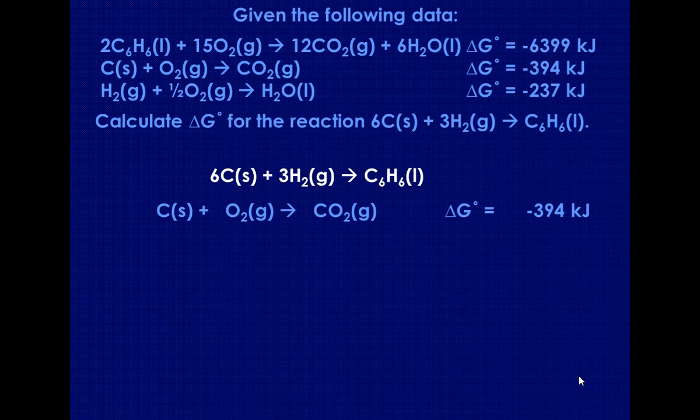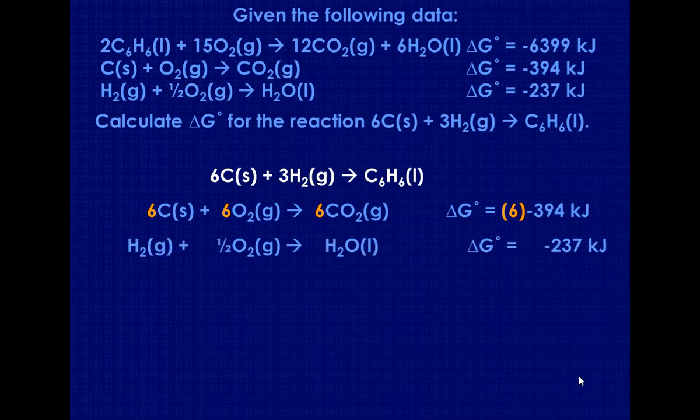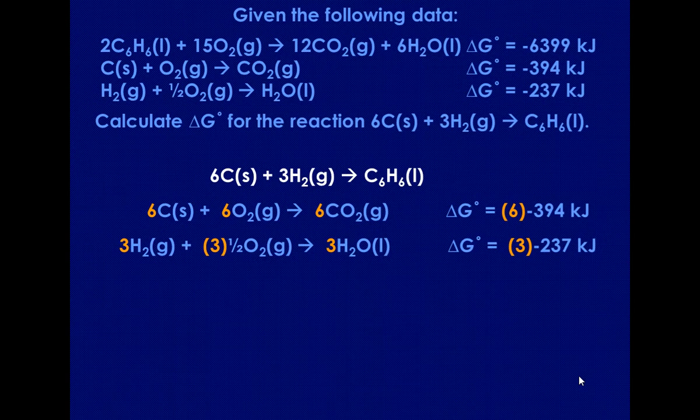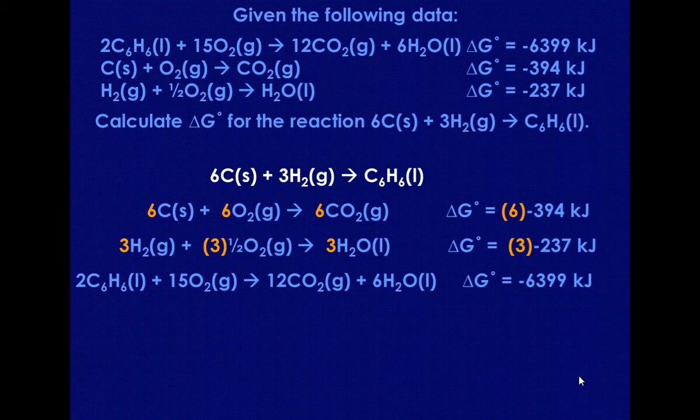The one in blue is the one with carbon, so I'm going to take all of the components of that reaction along with its free energy and multiply it by 6. I'm also going to look for hydrogen. Hydrogen is in the third equation, and I need 3 of them. So if I multiply all of the components of that reaction by 3, I would also multiply the free energy value by 3. Only I want to have the product C6H6, which I have in the first equation, but it's on the opposite side of the equation.